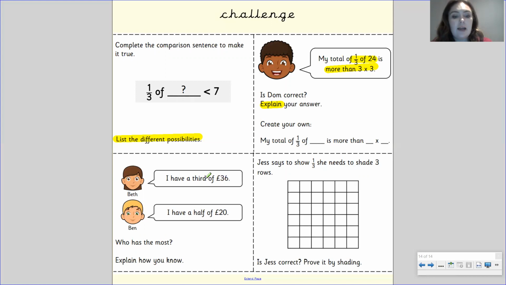The next one says, I have a third of 36 pounds. And then Ben says, I have half of 20 pounds. Who has the most? And you need to explain how you know. And the last one says, Jess says to show a third, she needs to shade 3 rows. Is Jess correct? Prove it by shading.